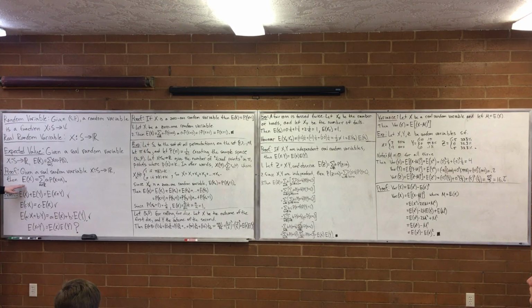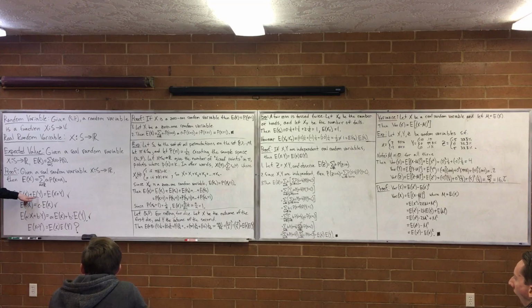Okay. And then we did this proof. We proved that the sum of the expected values is equal to the expected value of the sum. X and Y are real valued random variables here. Sorry, I didn't specify that.